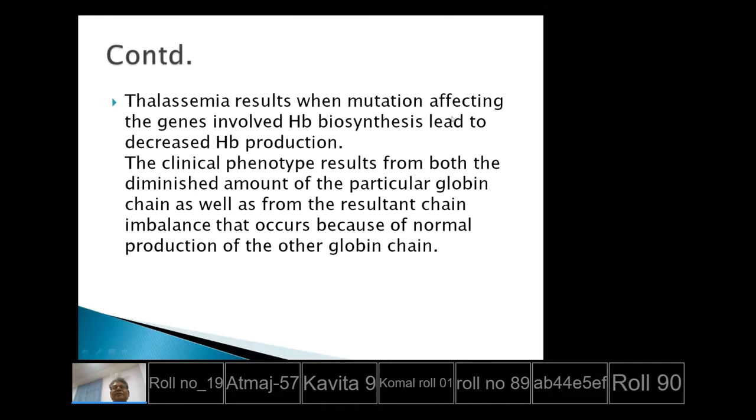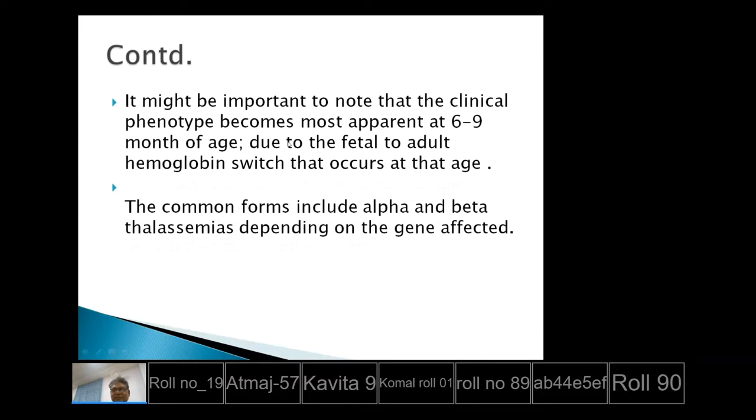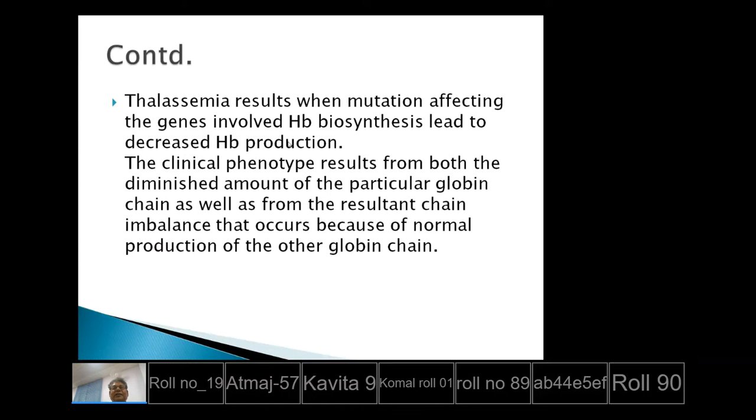Thalassemia results from mutations affecting the genes involved in Hb biosynthesis, leading to decreased Hb production. The clinical phenotypes result both from the diminished amount of particular globin chains as well as from the resultant chain imbalance that occurs because of normal production of the other globin chain. This means if there are alpha chains and beta chains in equal amounts, that is normal HbA. If beta amount is less, alpha chain amount is increased. If alpha chain amount is less, beta chain amount is increased.